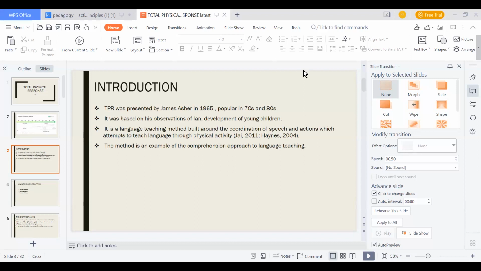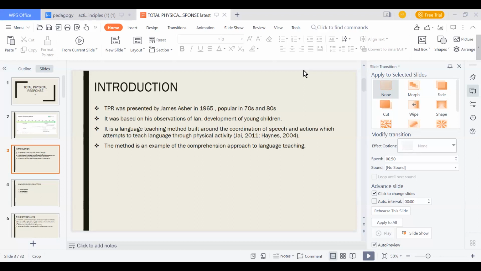Safe zone, S-A-F-E, safe zone, Z-O-N-E. Safe zone means before they speak, there's some time for them to comprehend and dabble with the language, before they are ready to speak that language. That safe zone is very important in learning a language. Why not apply it to the second language context as well?